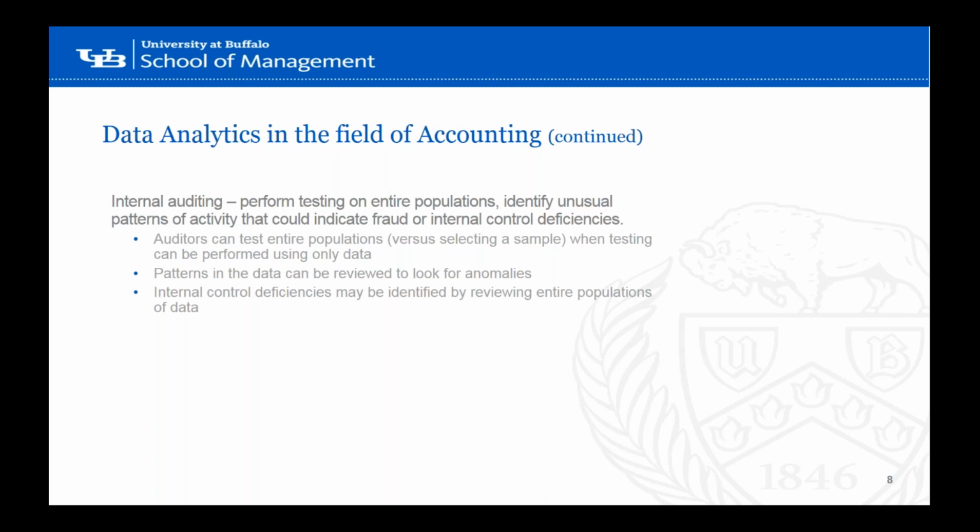Also, you can look for anomalies related to data. Also, any type of internal control deficiency that we see. So if you have some policies, some requirements, mins, maxes, those types of things, you can look for things that seem to be out of alignment with expectation.